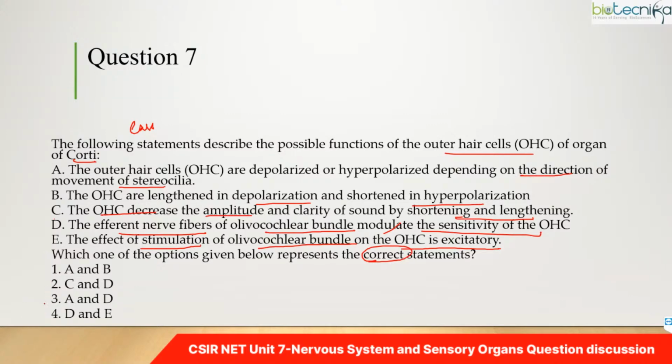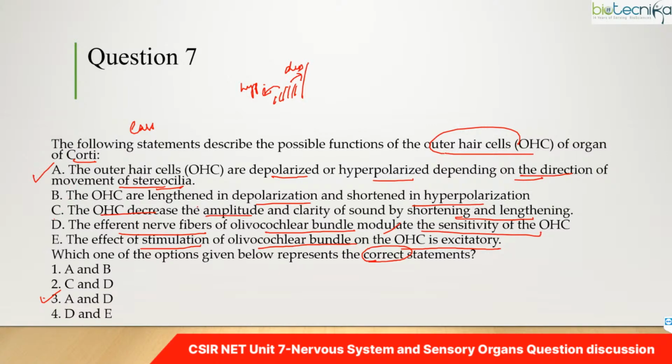The right answer, students, will be option 3 for the 7th question. The words have been made a little longer, so it looks a little confusing. The outer hair cells are depolarized or hyperpolarized depending on the direction of movement of the stereocilia. These are the stereocilia and there is one kinocilium. If the stereocilia move this way, it is depolarization. If they move away, it is hyperpolarization. So A is correct.